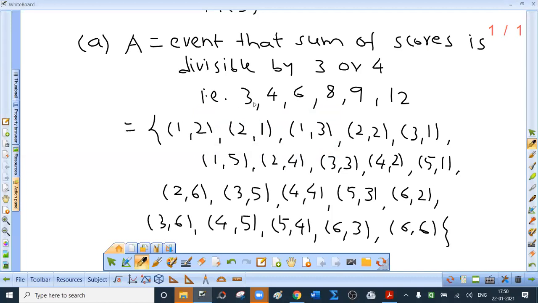So first list the pairs in which sum is 3. So (1,2), (2,1), then for 4: (1,3), (2,2), (3,1), and so on. There is only one pair in which sum is 12, that is (6,6).